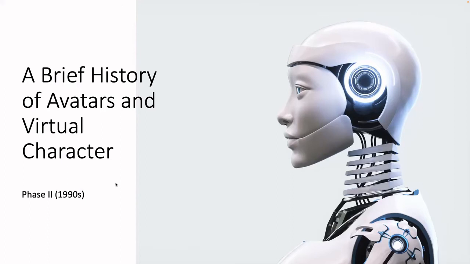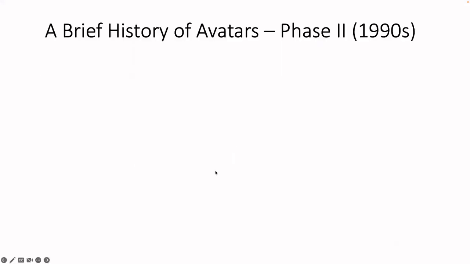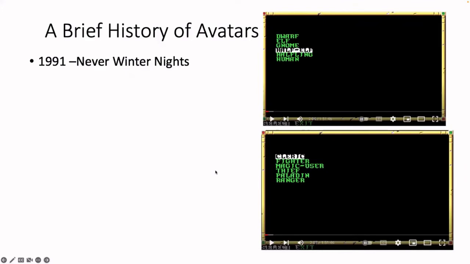Okay, so we're now going to move to phase two in the 1990s, where avatars become quite interesting. So let's start with 1991, which was the year that Neverwinter Nights came out, which was pretty much the first MMORPG. Now, at the time, it was on AOL, America Online, which was one of the big services that you could dial into pre-internet.